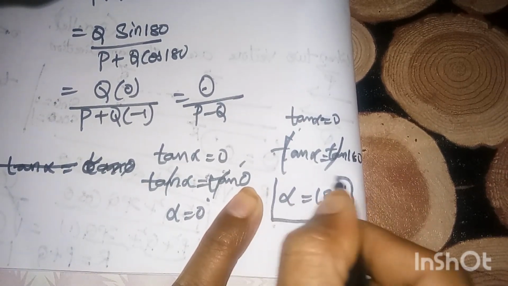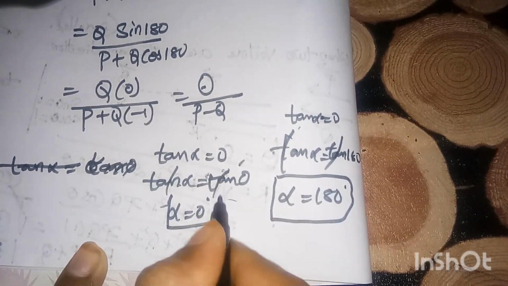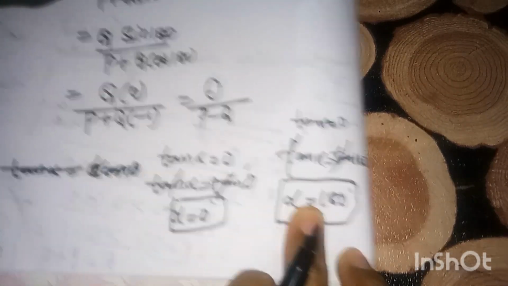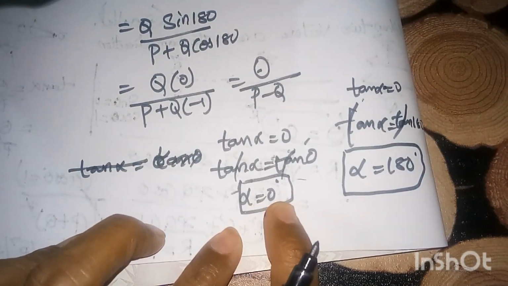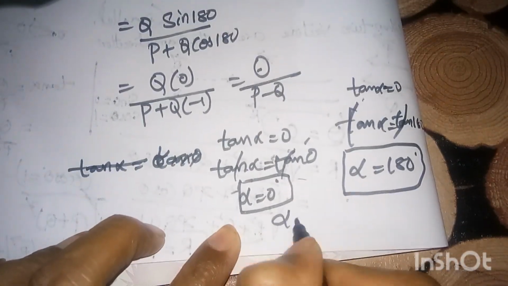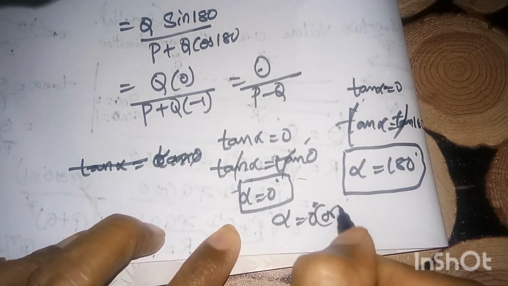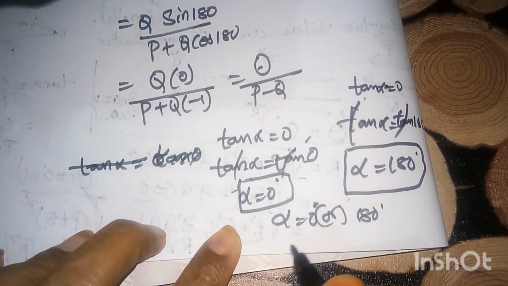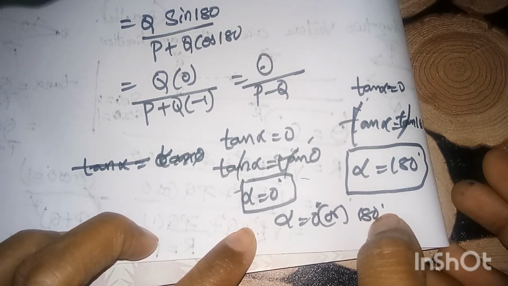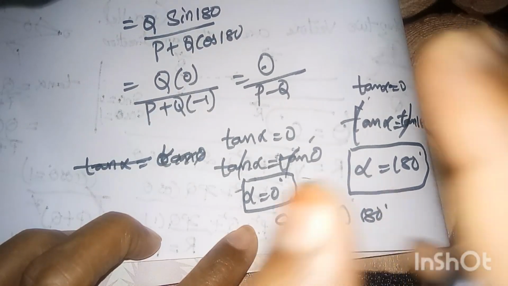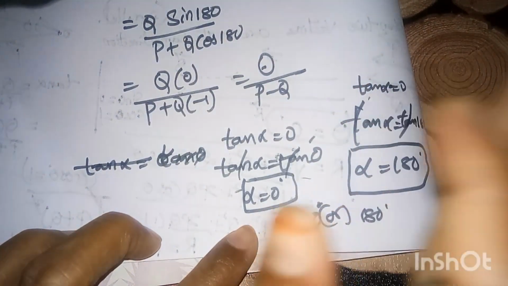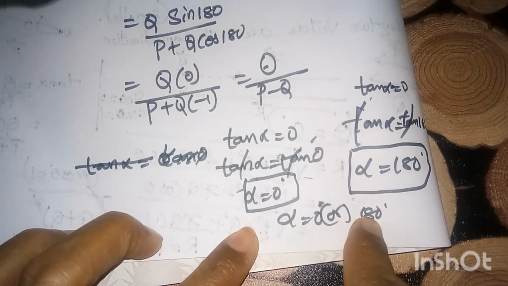Why am I taking alpha as 180 degrees? Because theta is taken as 180 degrees. So alpha may be 0 degrees or 180 degrees. So alpha equals 0 or 180 degrees. In which direction will the resultant travel? In such a case, 0 or 180 degrees, the resultant moves in the direction of the larger magnitude.